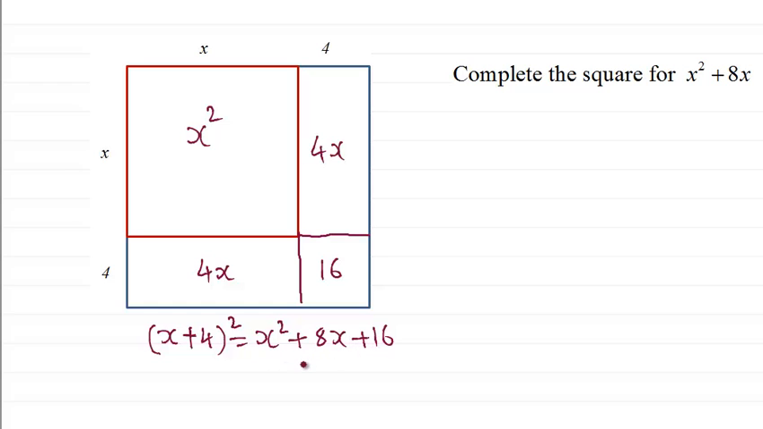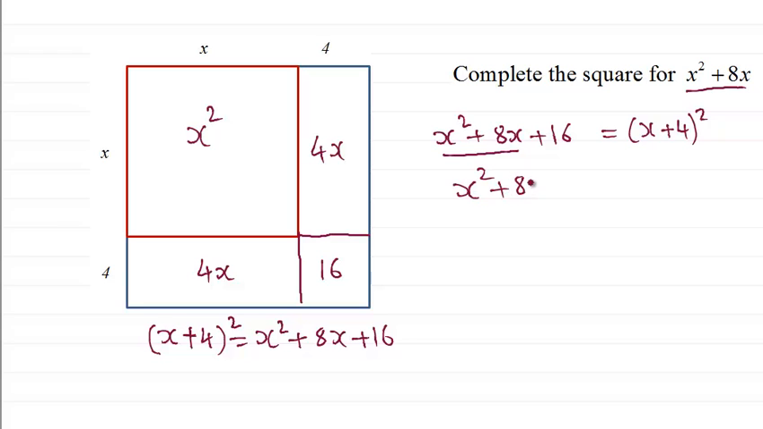Now we can use this to answer this question here. So we need here x squared, we write this here, 8x plus 16 is equal to x plus 4 all squared. But our question is just x squared plus 8x. So we then take the 16 to the other side. So therefore, x squared plus 8x is equal to x plus 4 all squared minus 16.